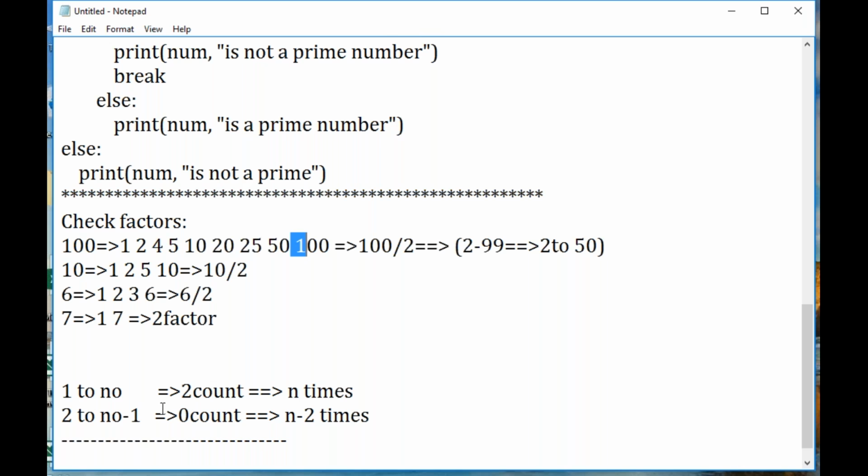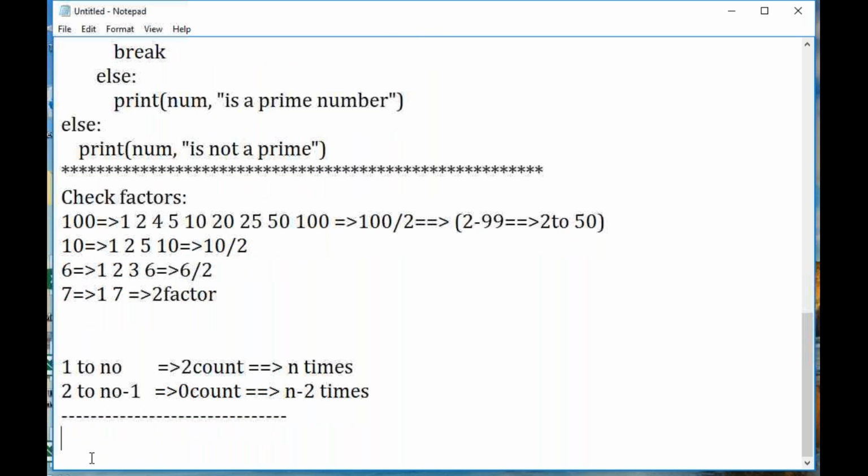So got this logic, what I'm saying? Come on. Guys, are you people there?